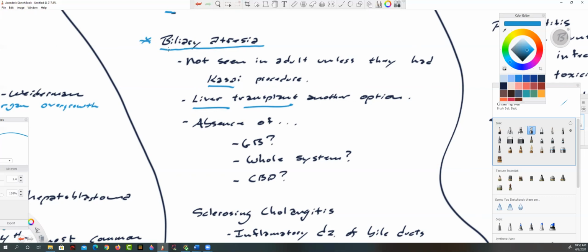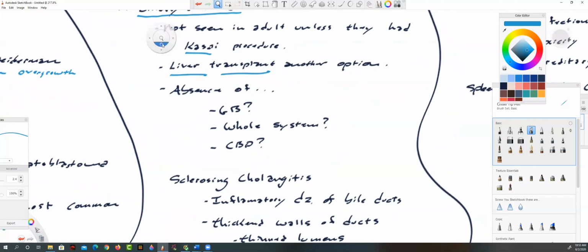No, I'm sorry. I just suddenly realized I was thinking of biliary sclerosis. So no, biliary atresia does not ever happen in the adult. That was a mistake by me. Okay. So let's see, adult Kasai procedure, liver transplant. So when we talk about biliary atresia, we could be talking about the absence of the gallbladder only. So that would be a form of biliary atresia.